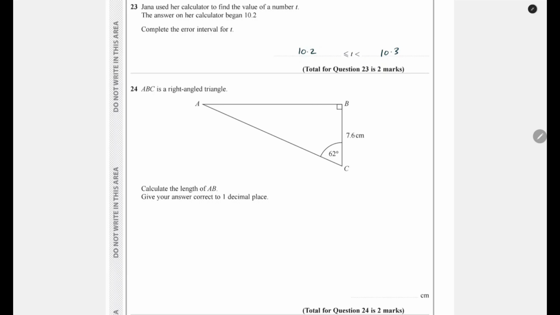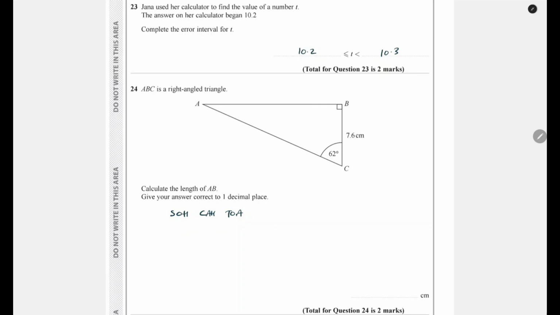24 says, ABC is a right angled triangle. Calculate the length of AB. Give your answer correct to one decimal place. So we're going to use our rules of trigonometry. We know that the rules are SOH CAH TOA. So sine, cosine, and tangent.